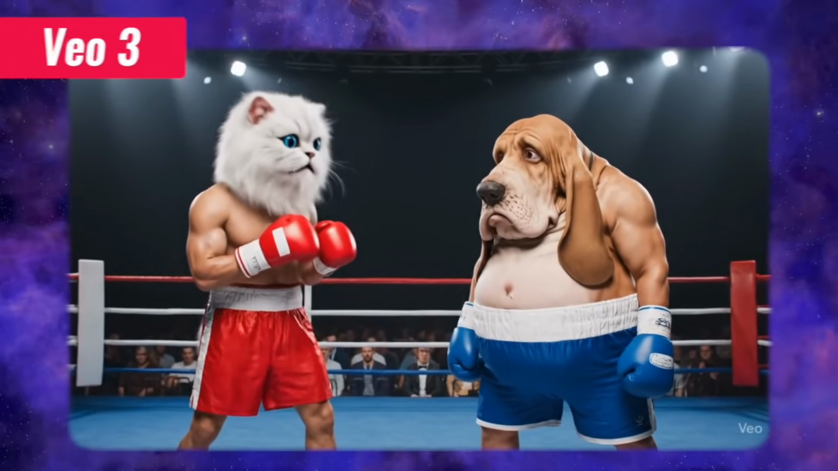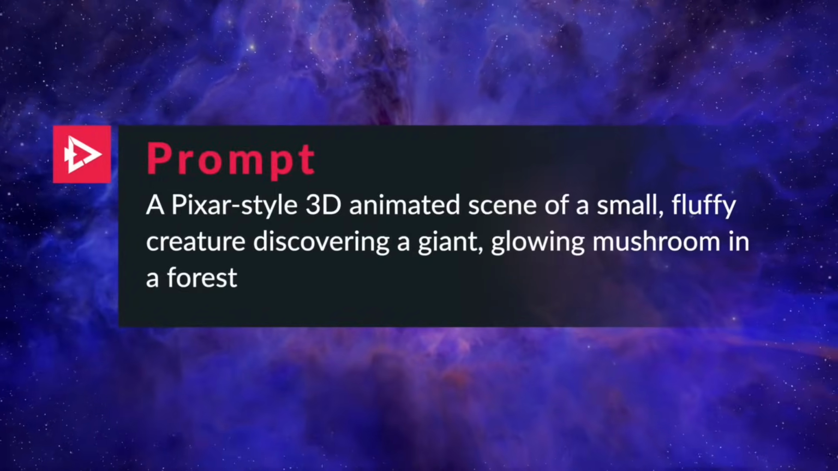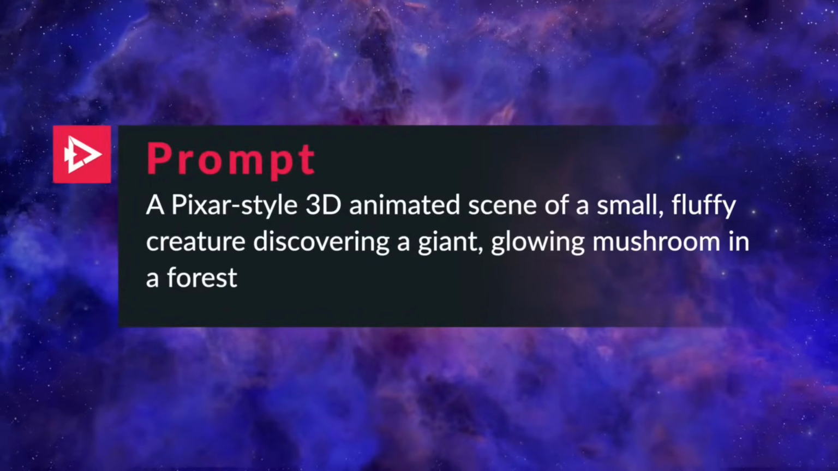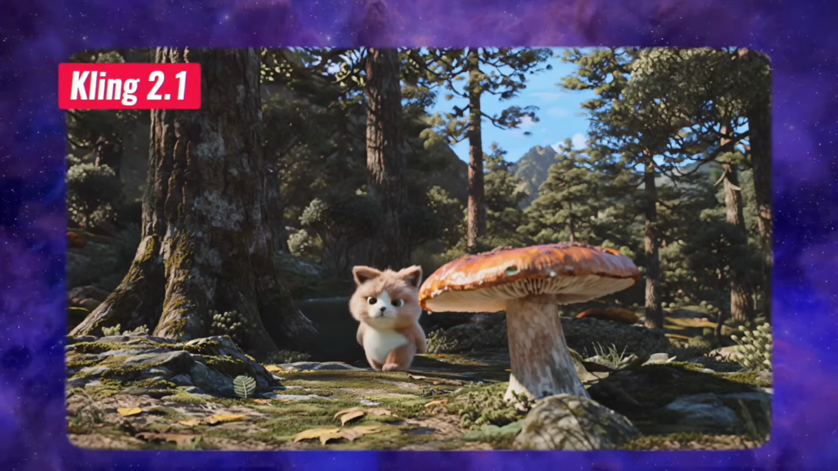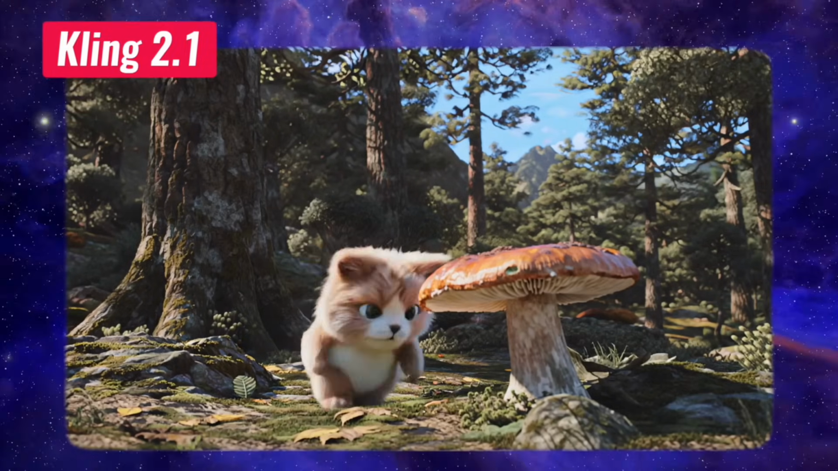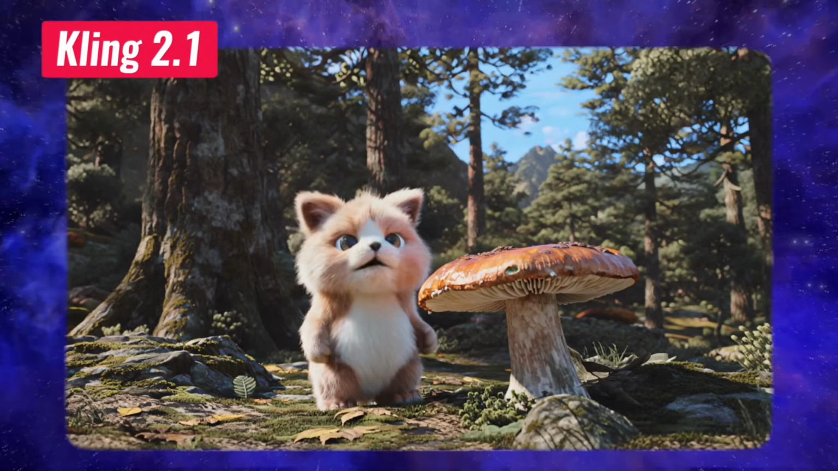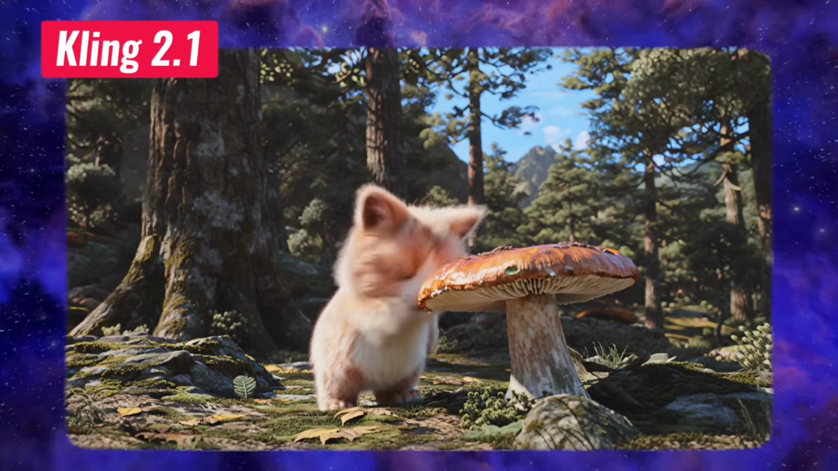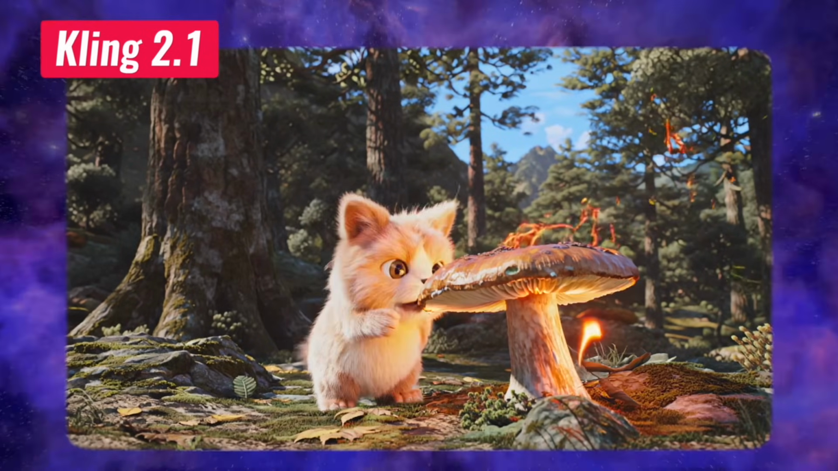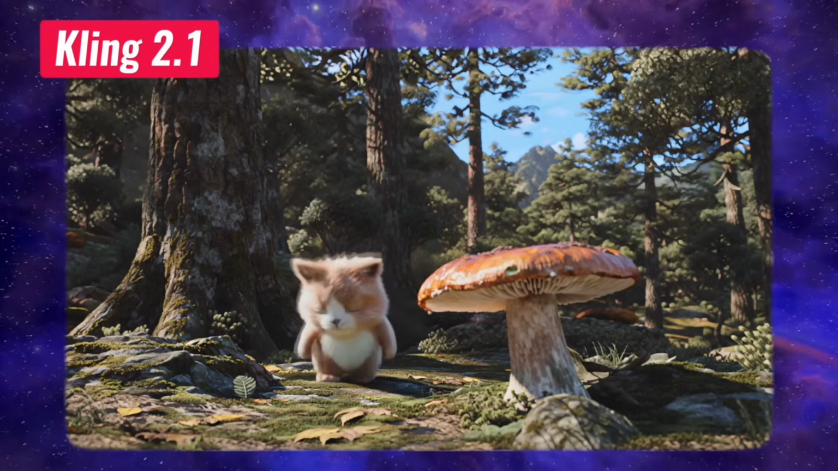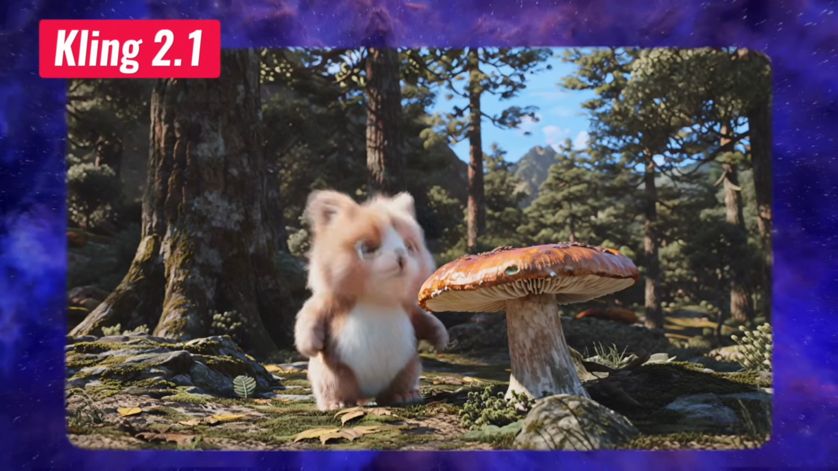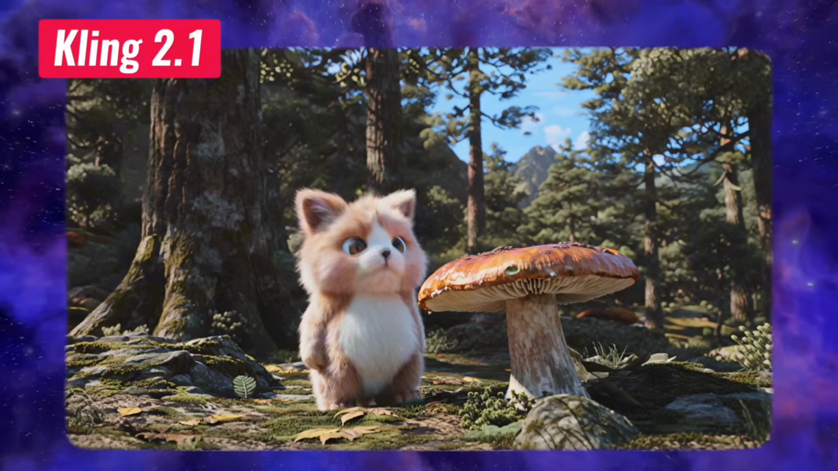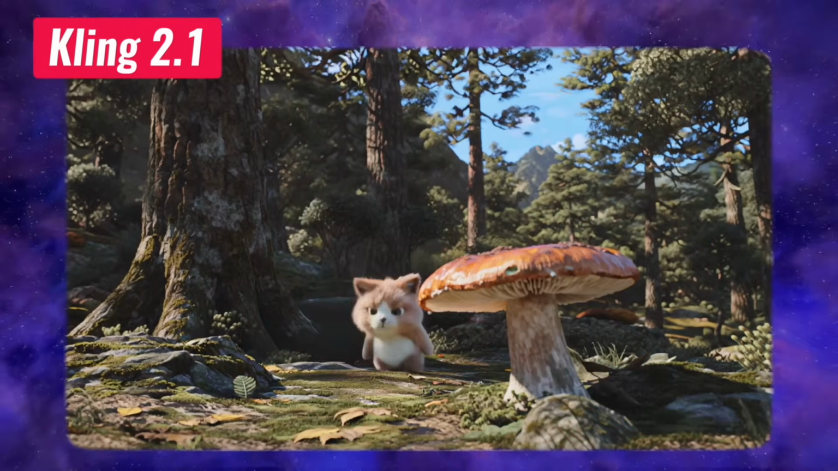All right, moving on to something a little more magical, a pixel art 3D animated scene of a small fluffy creature discovering a giant glowing mushroom in a forest. Let's see Kling's interpretation. We get this cute 3D pixel art creature wandering into the scene. It finds the mushroom, gives it a little poke, and there's a burst of sparks. It sort of followed the prompt, but it didn't really glow, and the rest of the scene is completely static, which makes it feel a bit lifeless. It's an okay attempt, but not amazing.